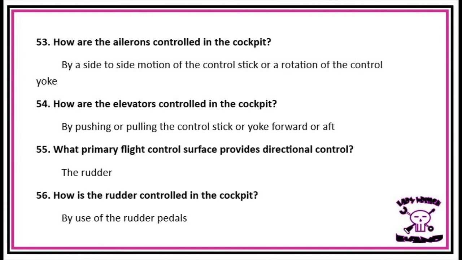55. What primary flight control surface provides directional control? The rudder. 56. How is the rudder controlled in the cockpit? By use of rudder pedals.